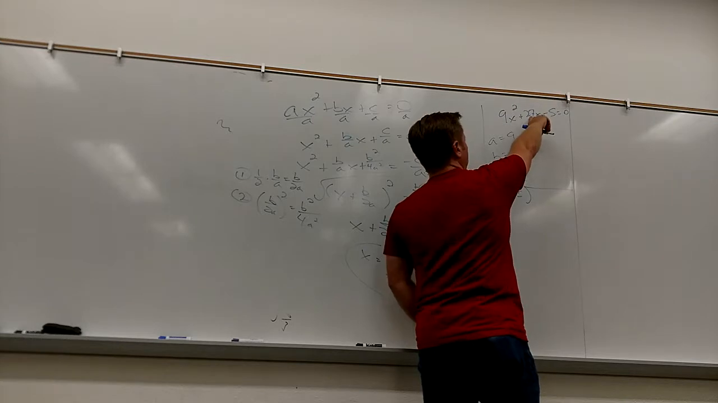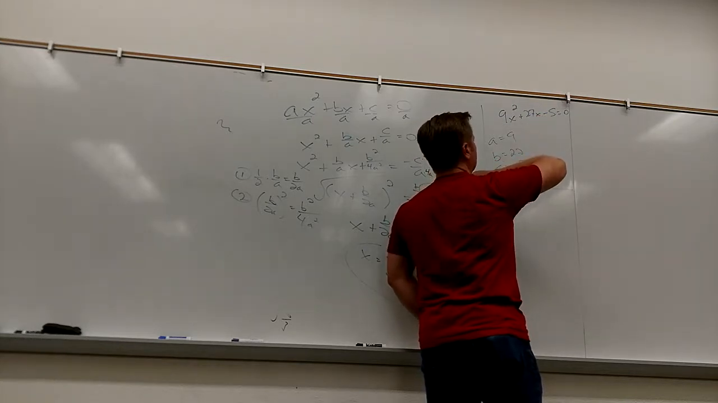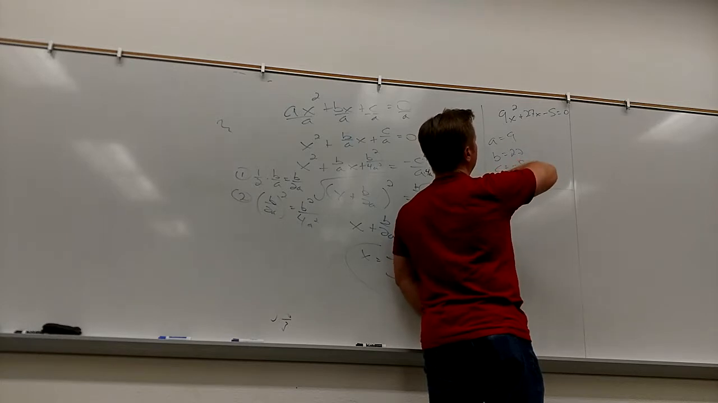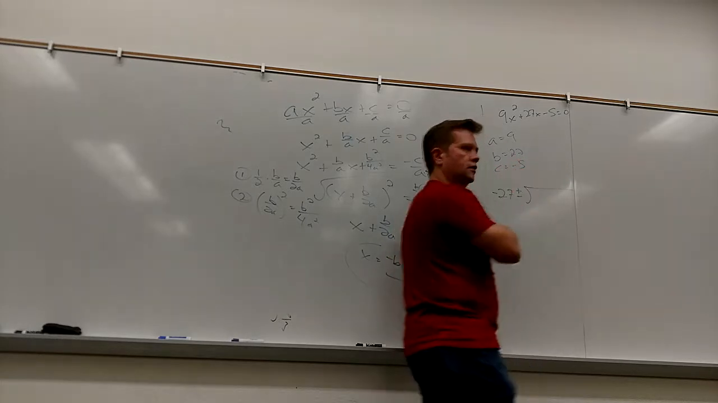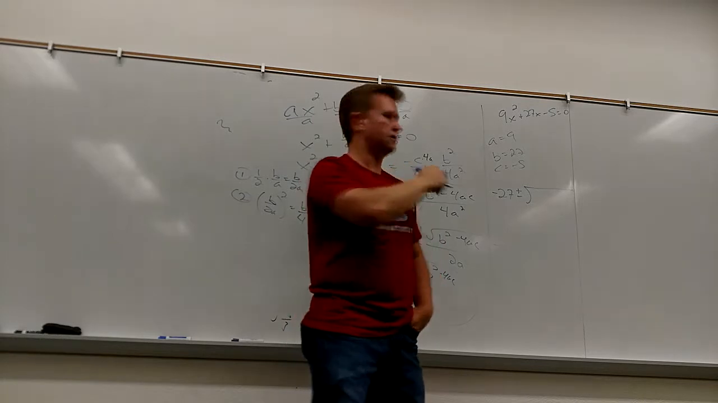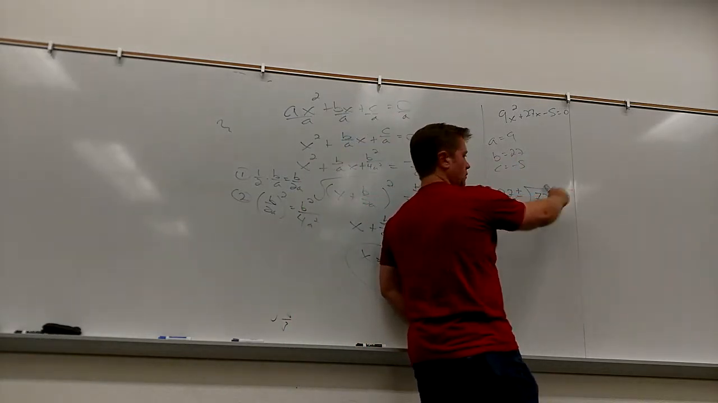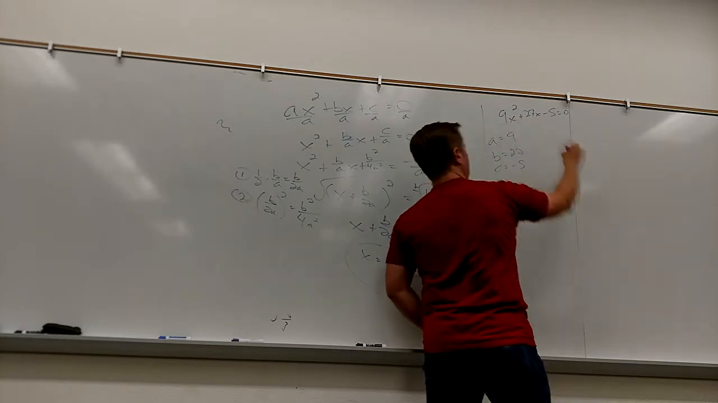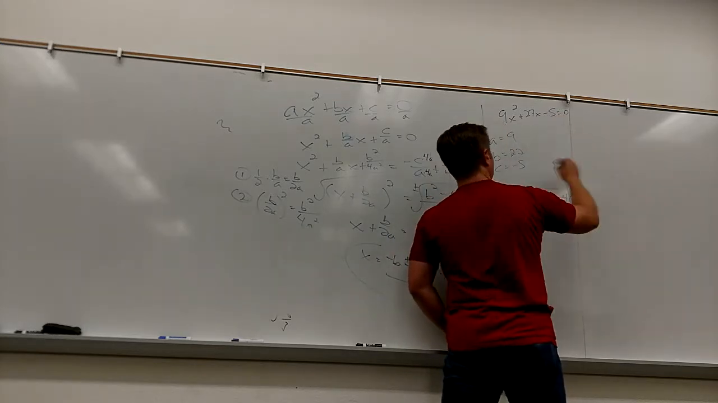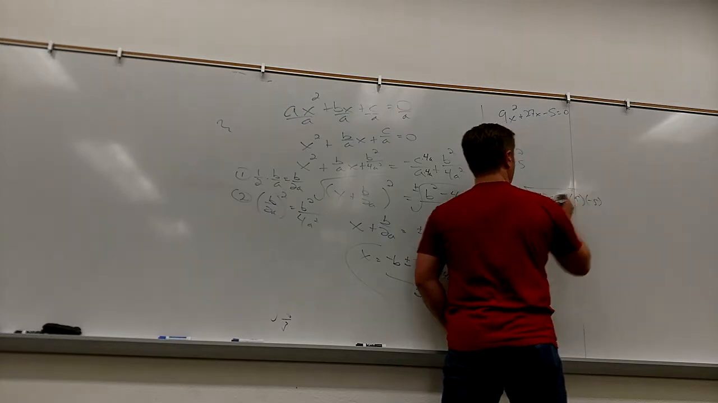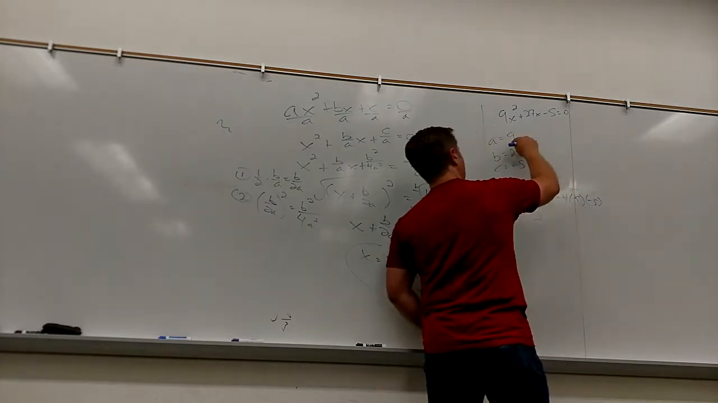Oh, what's that going to be, Jeff? I don't know. 27 times 27. Is it 729? 729. Yeah. Okay. 729. Is that called b squared? Minus 4 times a times c. Or you can just point there, Jeff, to see it better. All over twice a.